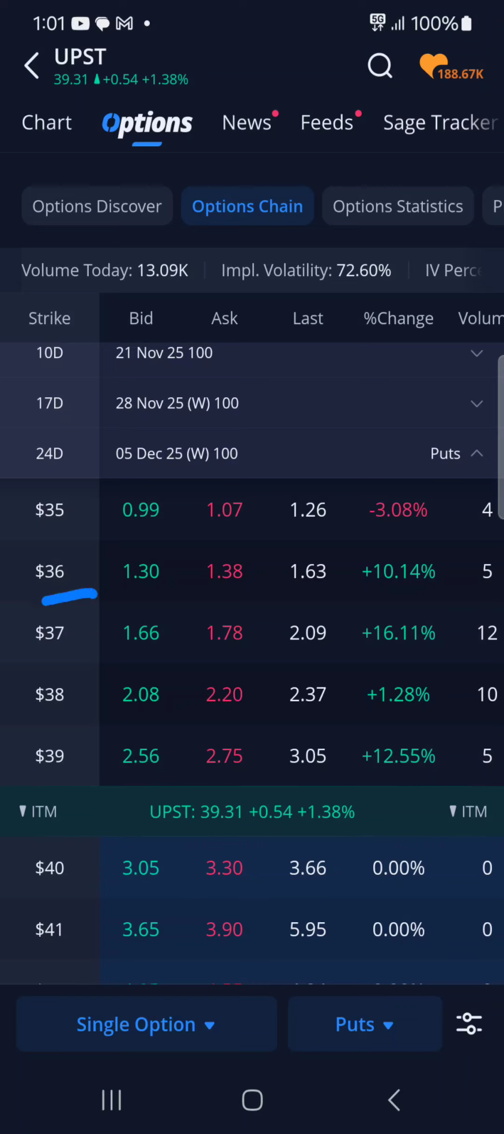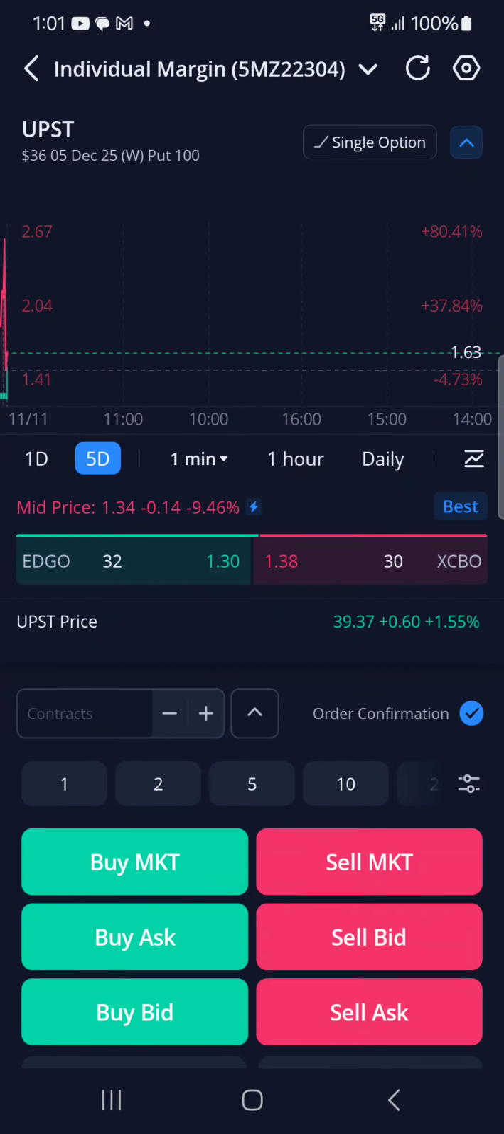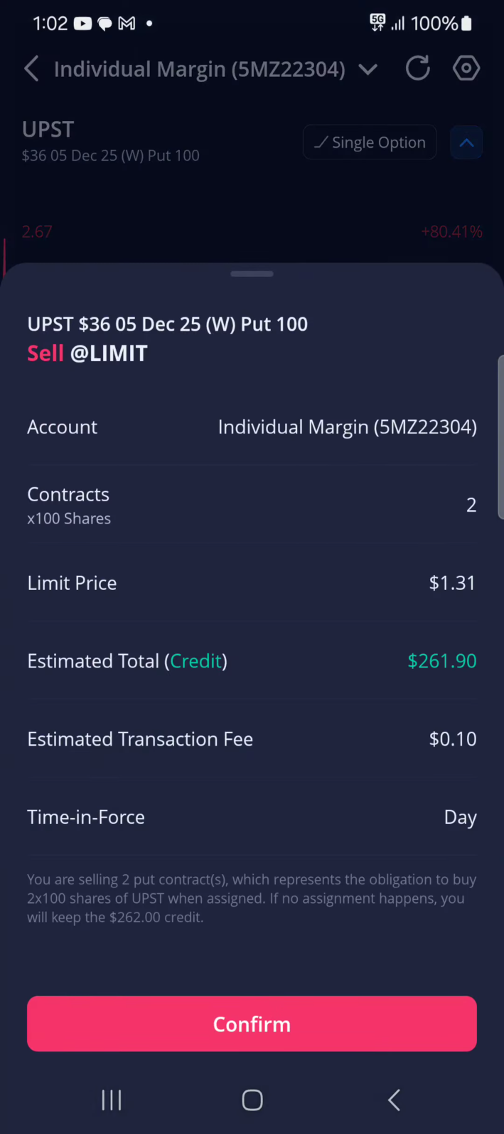So we're going to pick 36, click on 36, and then you're going to sell 2 of them. You sell, you're not buying. Don't click on the blue colors. Don't click on this side. This is selling right here. So I'm going to go ahead and do sell. And this is what's going to happen.